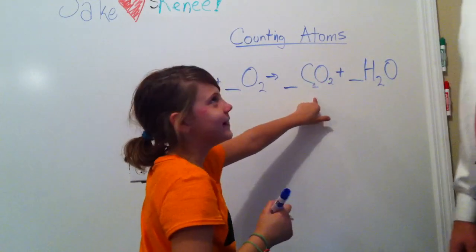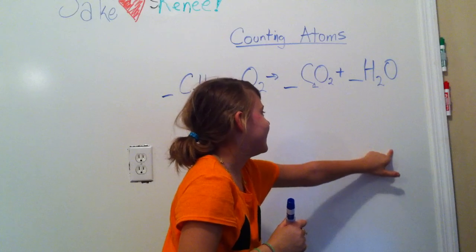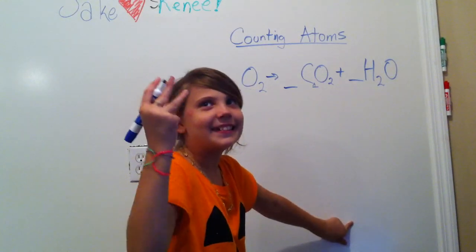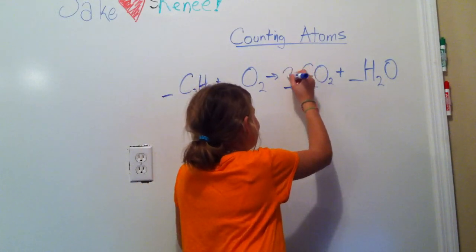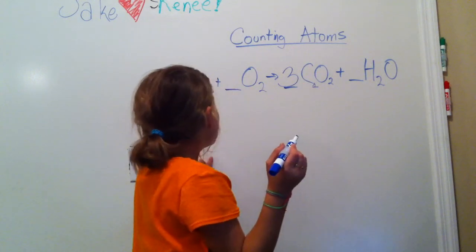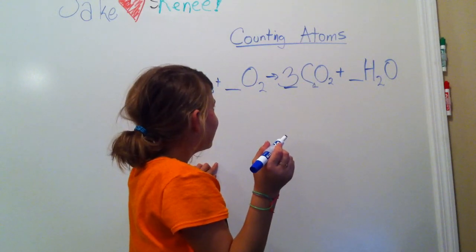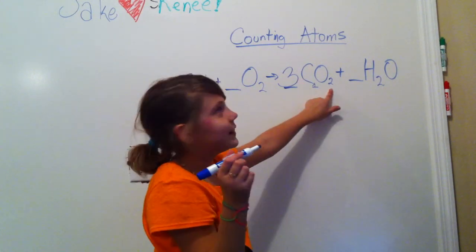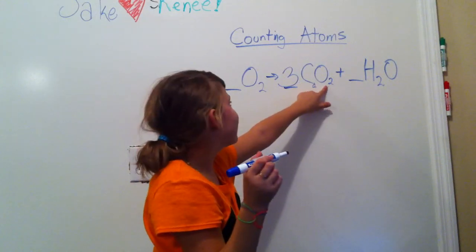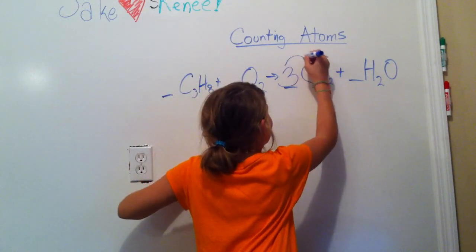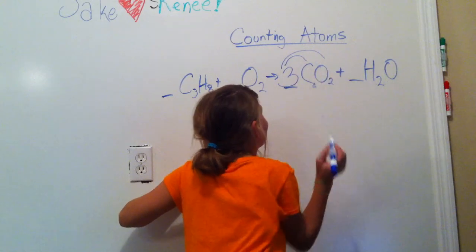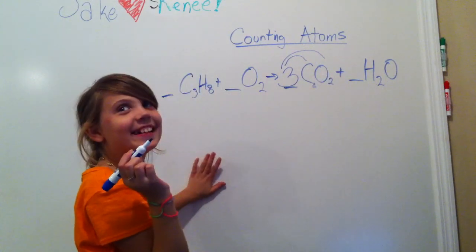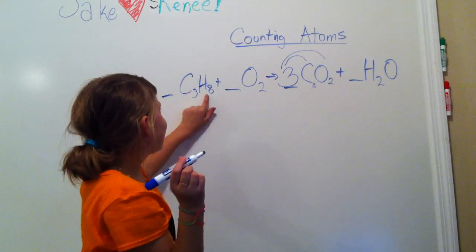So 1. Okay. So what do you multiply that 1 by to get 3? 3. Okay. Let's multiply by 3. Now does that 3 just multiply the C, or what else does it multiply? This. Okay, so draw your little arrows to show us. Okay. Next. And so then we go to H.